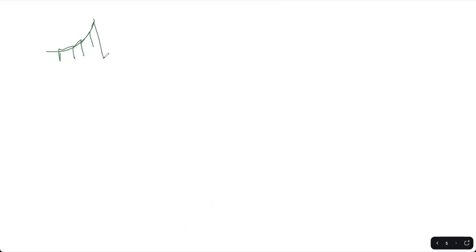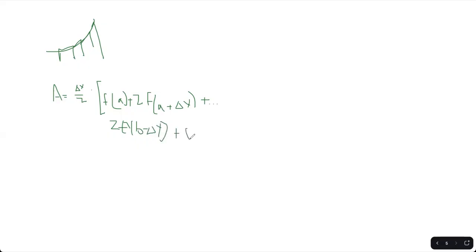which is actually a pretty good method for approximating area, the area is going to be the width divided by 2 times the value of the function at the first point plus 2 times the value of the function at the first point plus the width. Same pattern all around until we get into 2 times the value of the function at the last point minus the width, plus the value of the function at the last point.